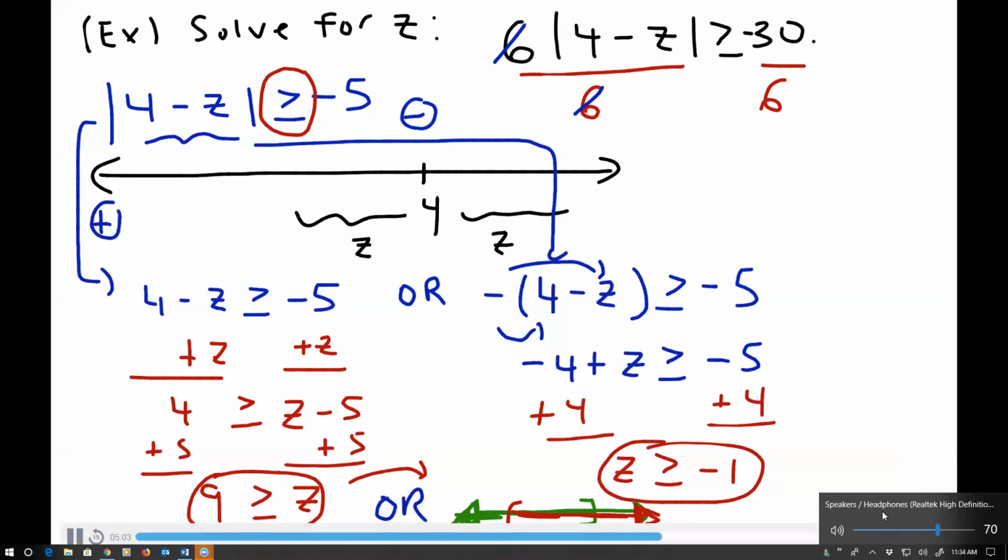So now I look at where the red and the green are, and notice that it's everywhere. That or connector means take both of them. If it was an and, I would take what's in between, but this is an or connector. So I need to take all real numbers, so negative infinity to infinity.